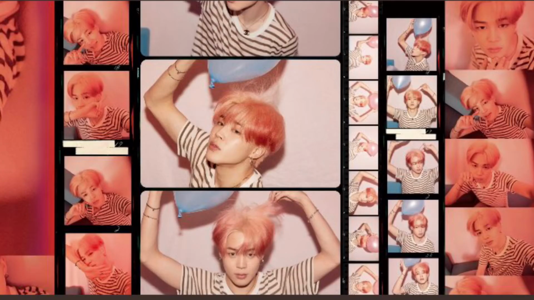And Jimin, the final one, is balloons. If you see in Serendipity, he has a yellow balloon, I think. But in these pictures, he has two different coloured balloons. He has pink balloons and blue balloons.